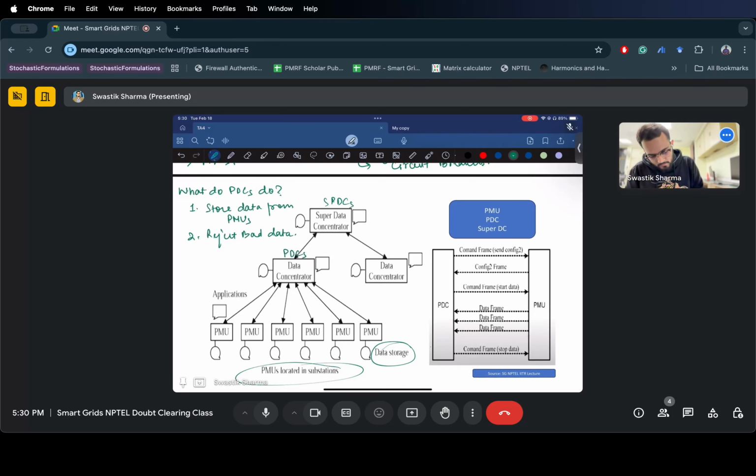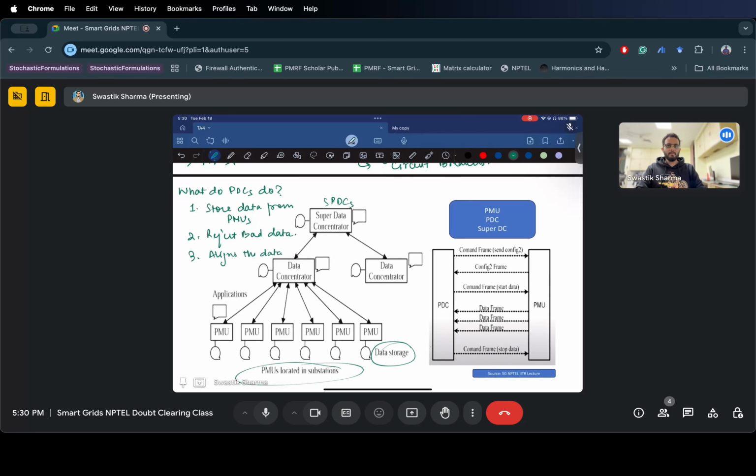Third, since you have multiple different samples coming from different PMUs, you have to align them with respect to their timestamps. So it aligns the data too. Anything else that I'm missing? I think that was it.